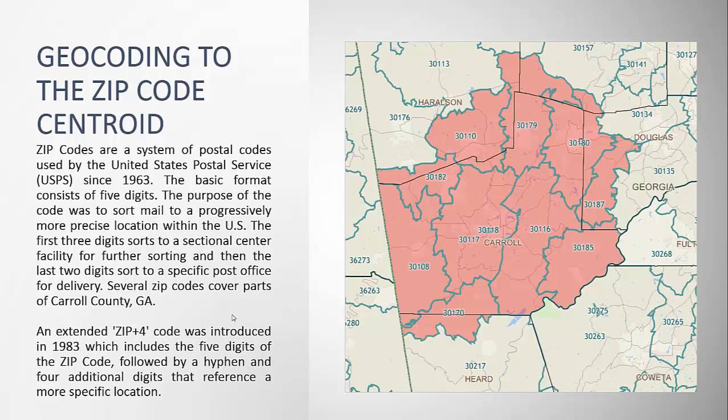In the map to the right, several zip codes are shown. What we see here is that several zip codes cover parts of Carroll County, Georgia. Zip codes can be much larger than cities. However, cities don't cover all areas within the United States. Zip codes do. And so if you geocode to a zip code, you're guaranteed that the address will be located inside the boundaries of the zip code. Zip codes have also been extended more recently, in 1983, to include a set of 4 additional digits, which further subdivides zip codes into smaller areas.